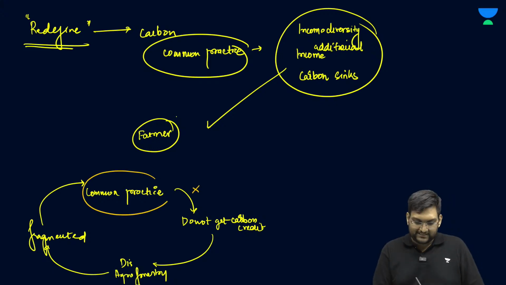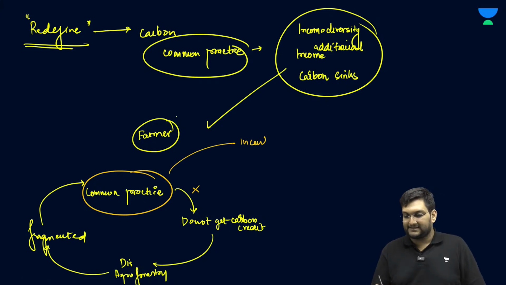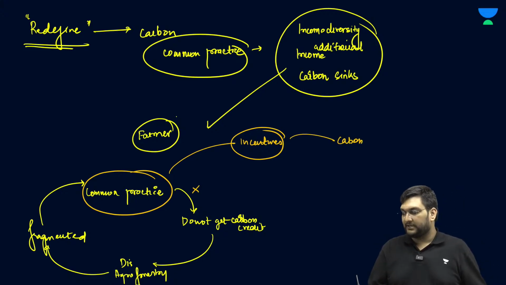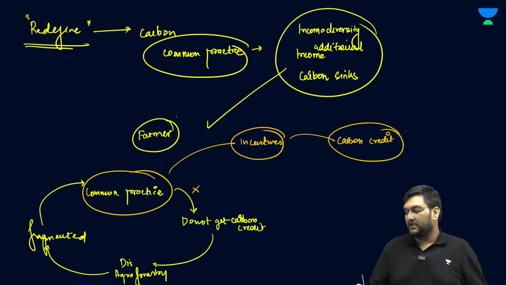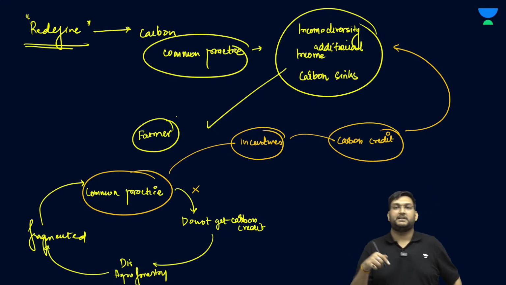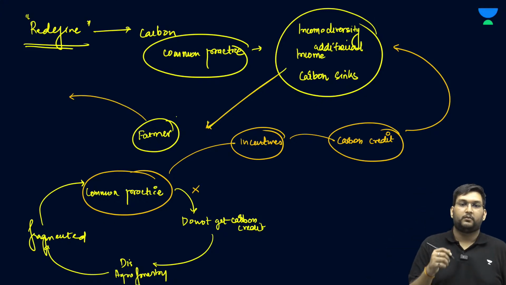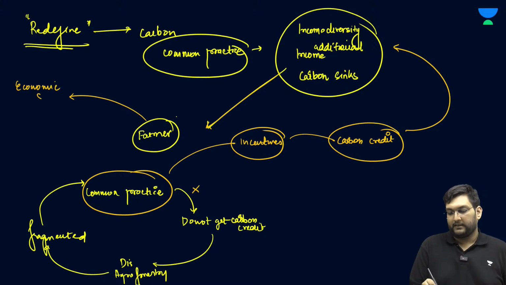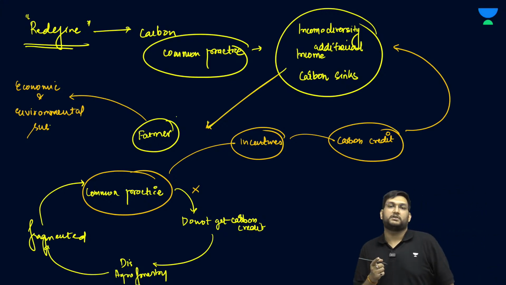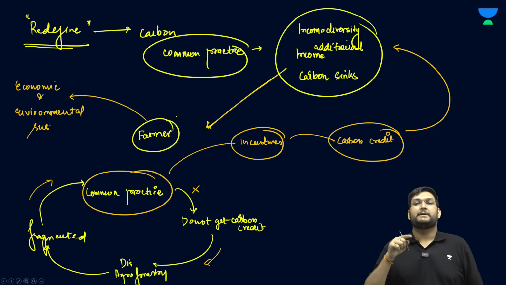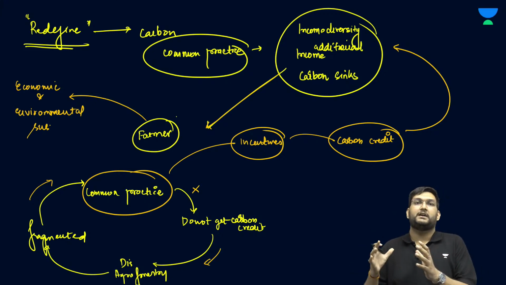What we have to do is break this cycle, and how we break this cycle is we change the definition of common practice. We then add incentives for our farmers to do agroforestry because they get carbon credit. Once they get carbon credit, they will also be able to diversify their income. Additional income will be there and carbon sinks will be produced. The farmer therefore gets incentivized, and this adds to our economic and environmental sustainability. This is a very important concept. So, we are caught up in this vicious cycle, we need to change it, and this is basically the main gist of the article itself.